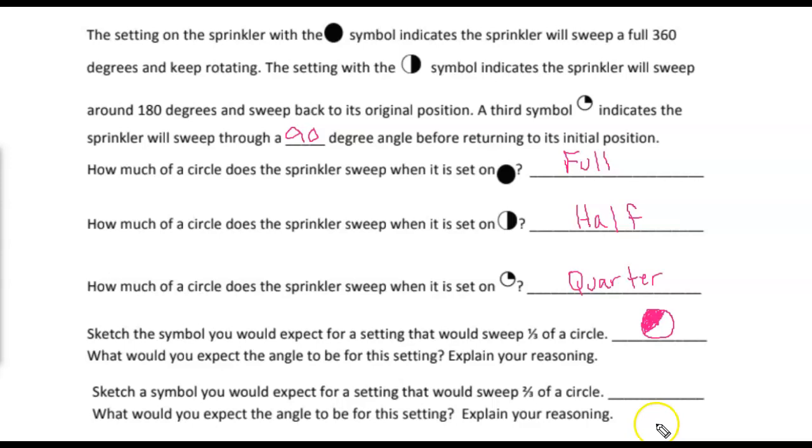Sketch a symbol you would expect to see for a setting that would be 2/3 of a circle. Well, I think it's going to look a lot like that, except I want this piece of it instead of that piece of it. So if I do the same thing here, but this time I want the 2/3 part instead of the 1/3 part. That's 2/3 of the circle filled in. So all of those fractions we did back in the 4th and 5th grade will definitely pay off.